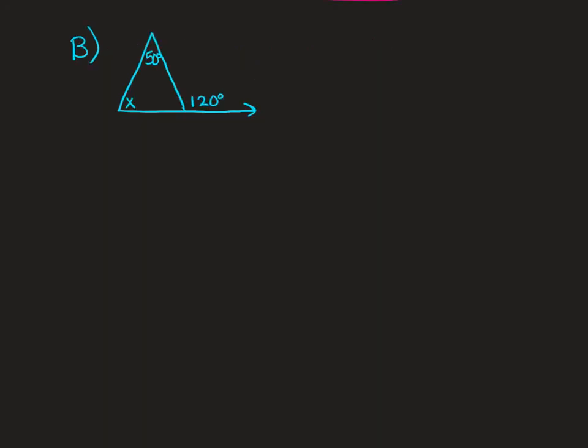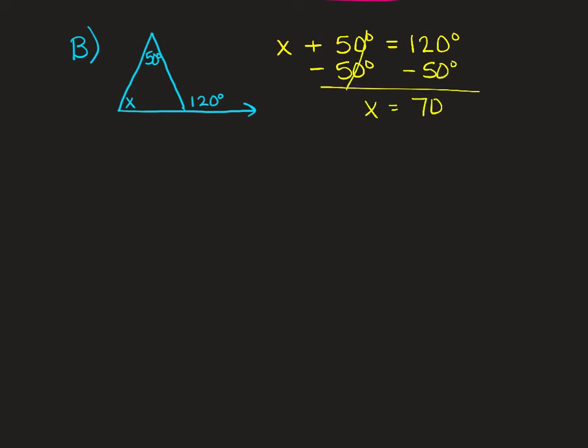For part B, we still want to find the value of x. We know one angle inside this triangle. There's one angle labeled as x, and we have one angle we don't know what it is, but we do have an exterior angle that's 120 degrees. The quickest way to solve this is to use the exterior angle theorem that says the two remote interior angles, x plus 50 degrees, add up to the exterior angle, 120 degrees. And we'll just subtract 50 degrees from both sides, and we get that x is 70 degrees.